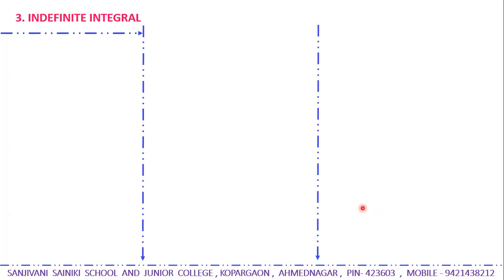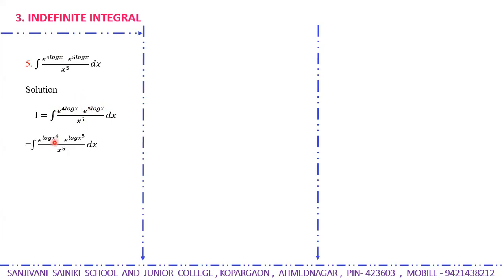Now let us see the next example. The integral of (e to the power 4 log x minus e to the power 5 log x) upon x raised to 5. Take I equal to this given integral, then use the logarithm properties. This 4 will go to the power of x, x raised to 4, and this 5 also will go there, x raised to 5. Then e to the power log of x raised to 4 to the base e.